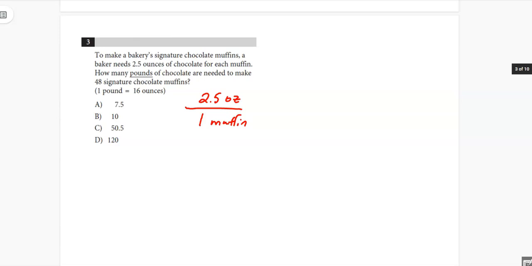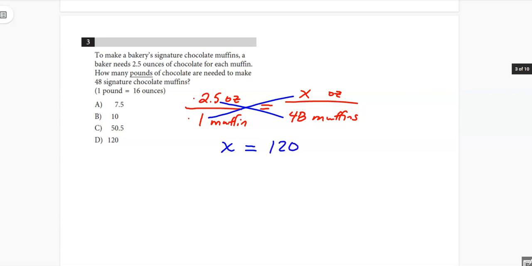Well, first let's figure out the ounces. To make 48 muffins, and there's other ways to do this, but I like to set it up: 2.5 ounces for 1 muffin. How many ounces for 48 muffins? Whenever you want to solve a proportion like this, you can cross multiply. So 1 times x is x. 2.5 times 48 would be 96 plus another 24. So what's that, 120? So we need 120 ounces to make 48 muffins.